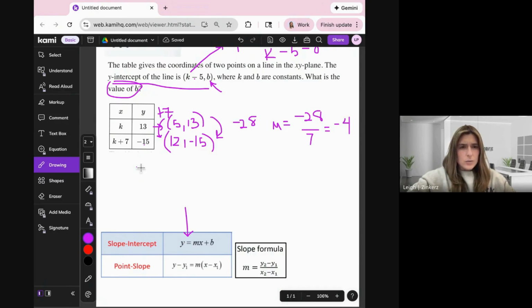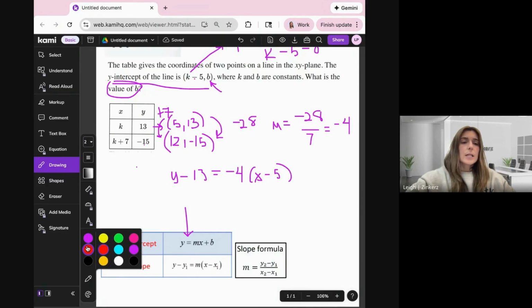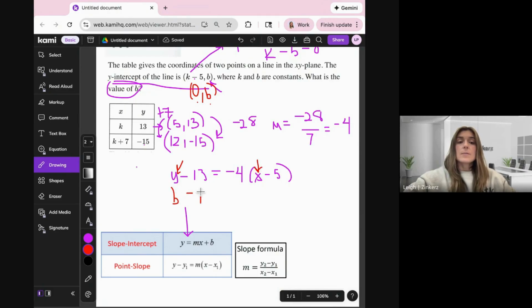Now I'm going to use either of these points, but I'm going to plug it into point slope form. y minus 13 equals negative 4 times (x minus 5). And now we're trying to solve for b, where we have this coordinate point (0, b). So I'm now going to substitute that x and y value into these x and y values. b minus 13 equals negative 4 times (0 minus 5), and 0 minus 5 is negative 5.